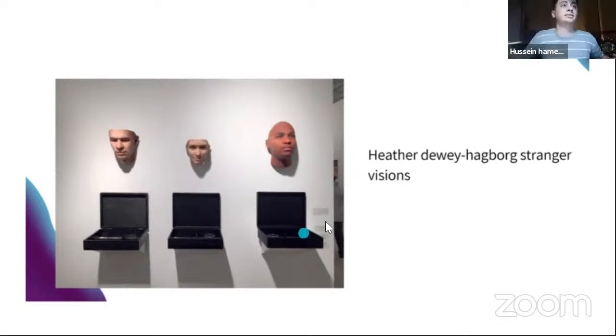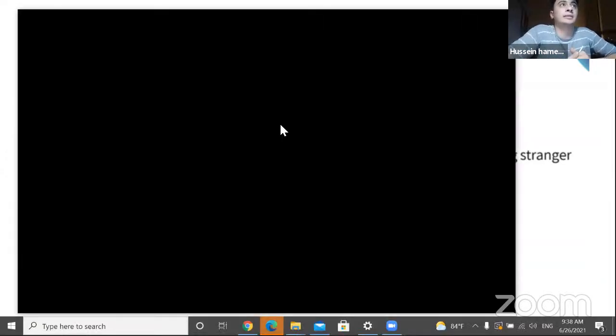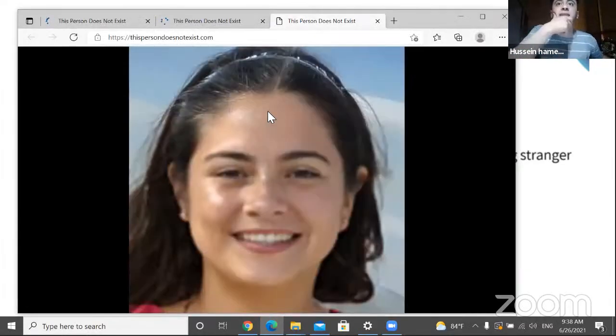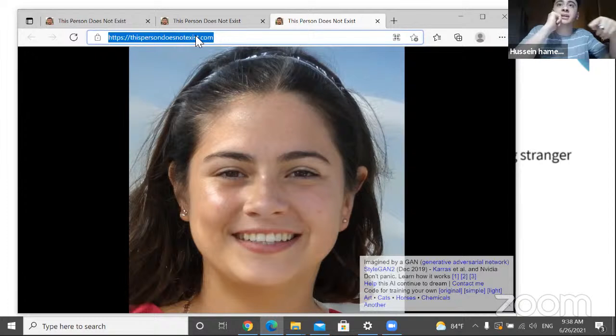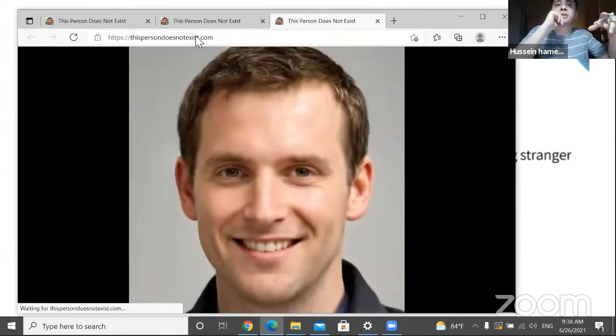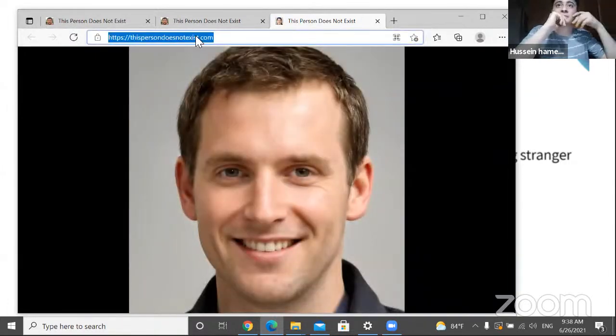This site is using artificial intelligence. Each time you refresh the page, it generates another person's picture that doesn't exist in the world.